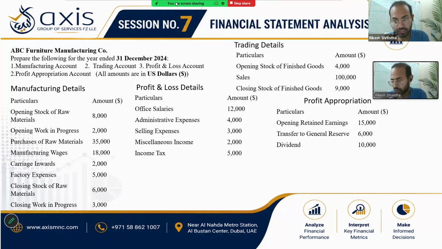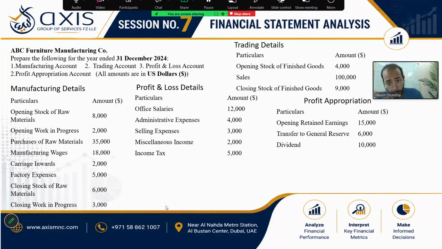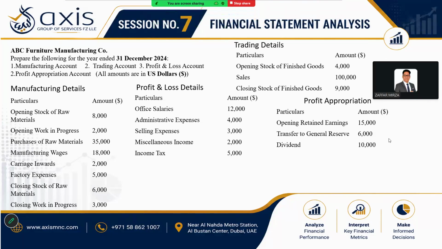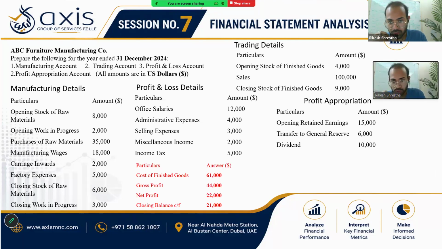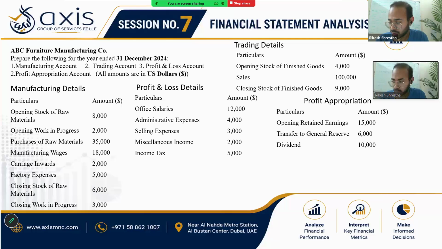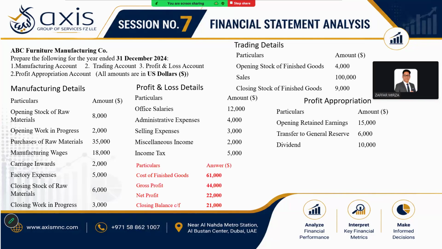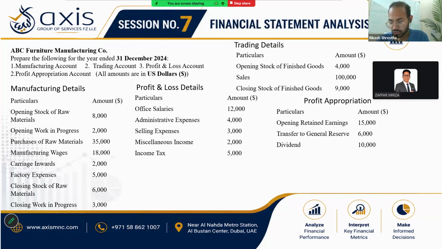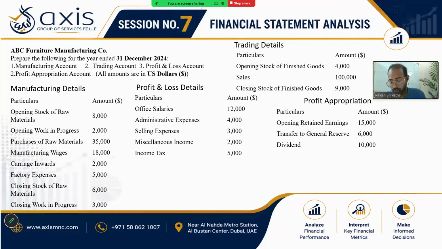So net profit is 18,000. How much? 18,000. 18,000 of what? Net profit? Yeah, net profit is 18,000. How much did you say gross profit was? 44,000. Yes, gross profit is 44,000.